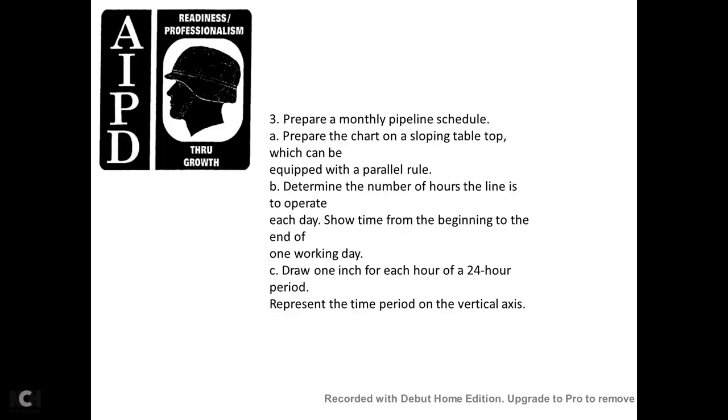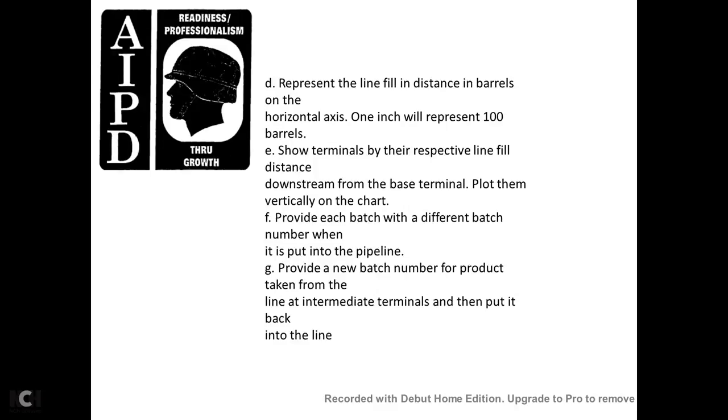3, prepare a monthly pipeline schedule. Prepare the chart on a sloping tabletop, which can be equipped with a parallel rule. Determine the number of hours in the line to operate each day. Show the time of the beginning and the end of the one working day. Draw 1 inch for each hour of the 24-hour period. Represent the time period with the vertical axis. Represent the line fill with the distance in barrels on the horizontal axis. 1 inch represents 100 barrels.